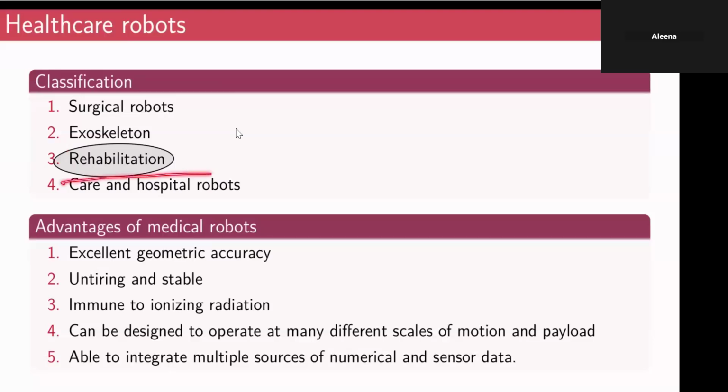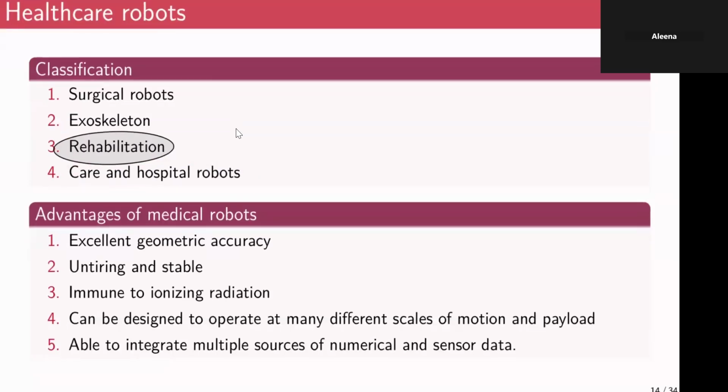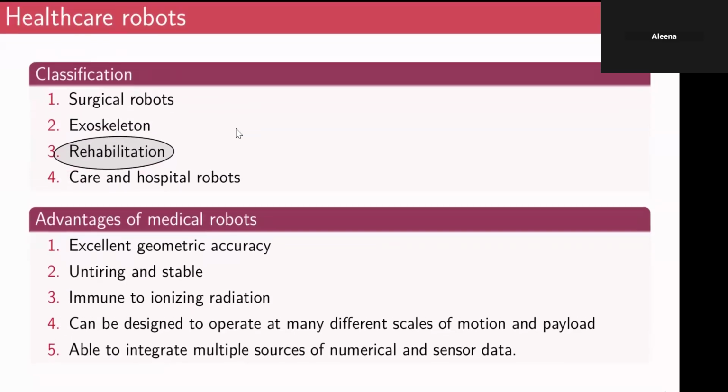And the fourth class is care and hospital robots. Robots which would serve as a companion, not necessarily performing any task, but probably as a companion for patients as well as doctors, as an assistant.